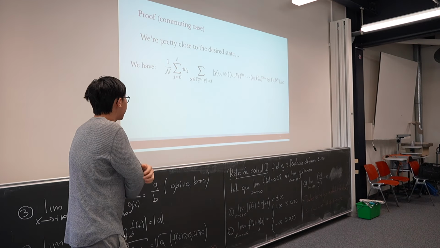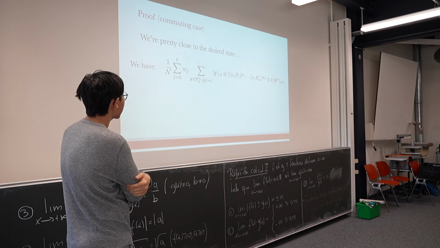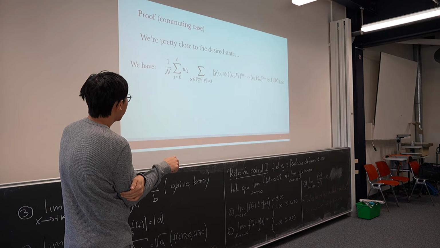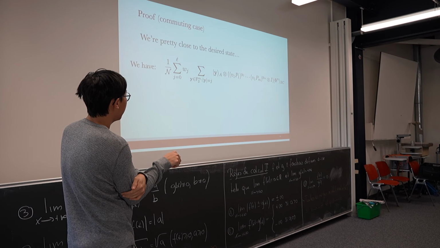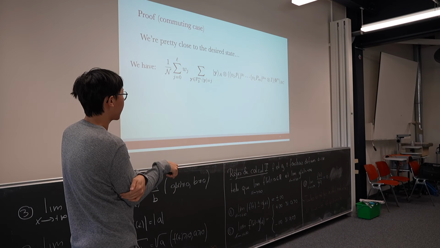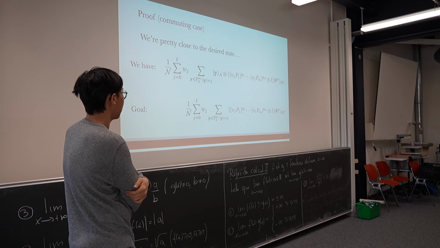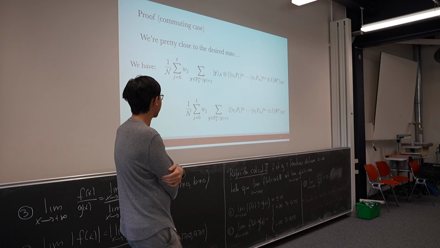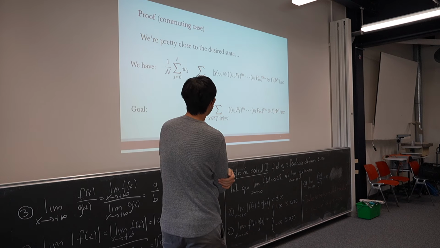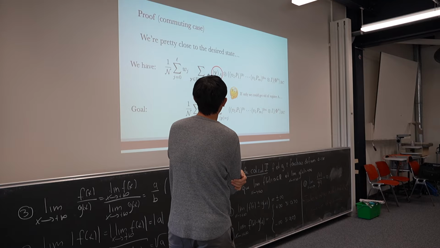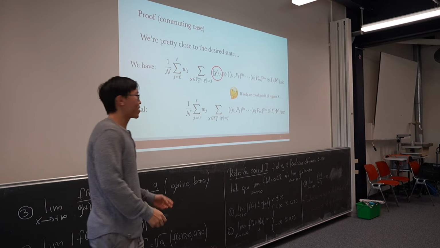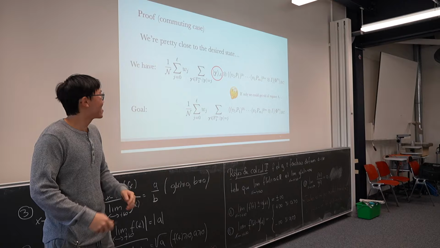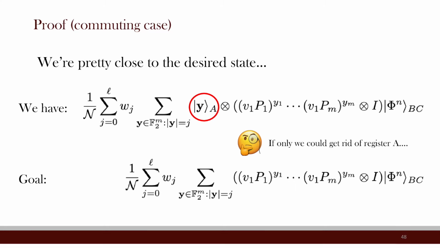Now notice where we are. We have this sum with a register with this y in the A register, and then this correct looking thing in the BC register. And if you compare to what our goal is, we seem to be tantalizingly close. All that's missing is this pesky little register A here. If we could just get rid of this guy, we're happy. How are we supposed to do that?